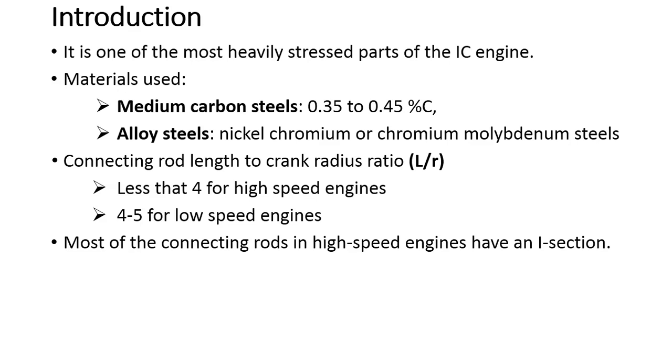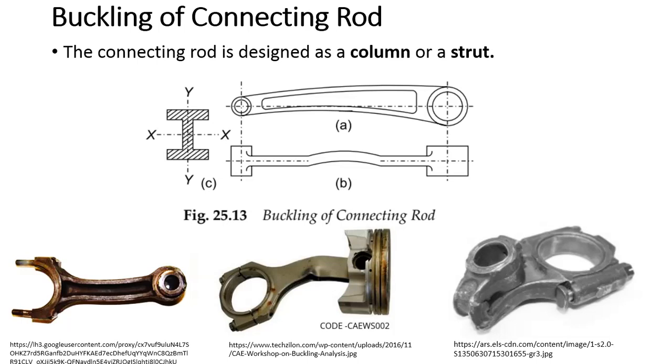Next, most of the connecting rods you can see have an I section, because it reduces the weight and inertia forces. Whenever we have an I section, the mass is concentrated in the two flanges, and the area is concentrated there, and a very thin web is there, which we are going to discuss in the coming slides. So now the main part is the buckling of the connecting rod.